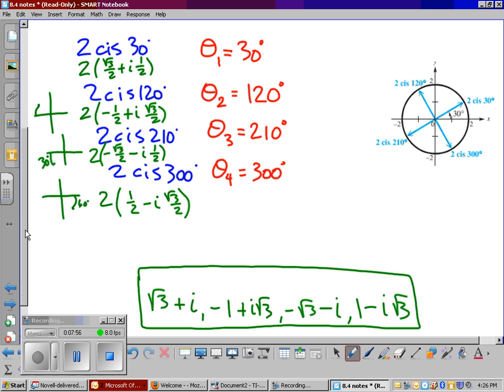For instance, we'll just go through the first one. If I looked at the square root of 3 plus I, I would go square root of 3 on the real axis, and I would go 1 in the imaginary direction, and that would be that vector right there.